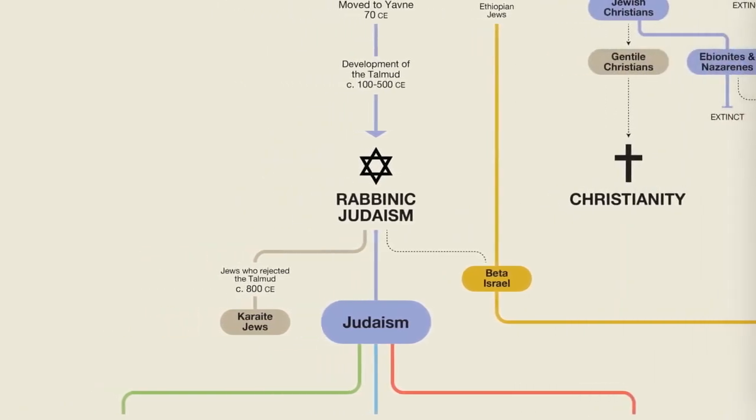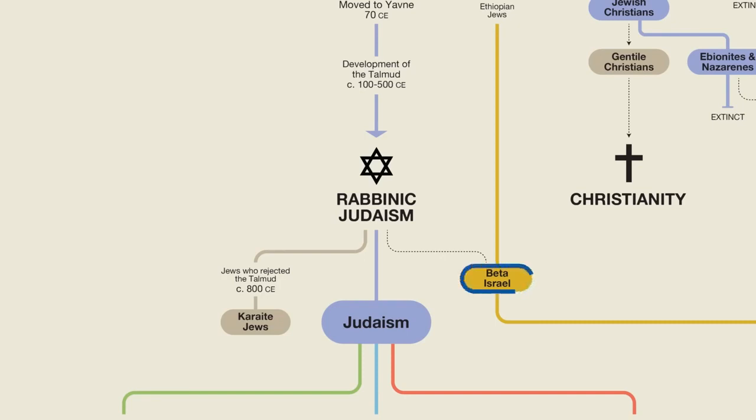Now, it's at this point that I should bring up the Karaite Jews. Karaite Jews reject the Talmud, and therefore some people claim that the modern Karaites can trace their lineage all the way back to the Sadducees. But what's more likely is that they were simply a group that broke away from mainstream Rabbinic Judaism around the year 800.